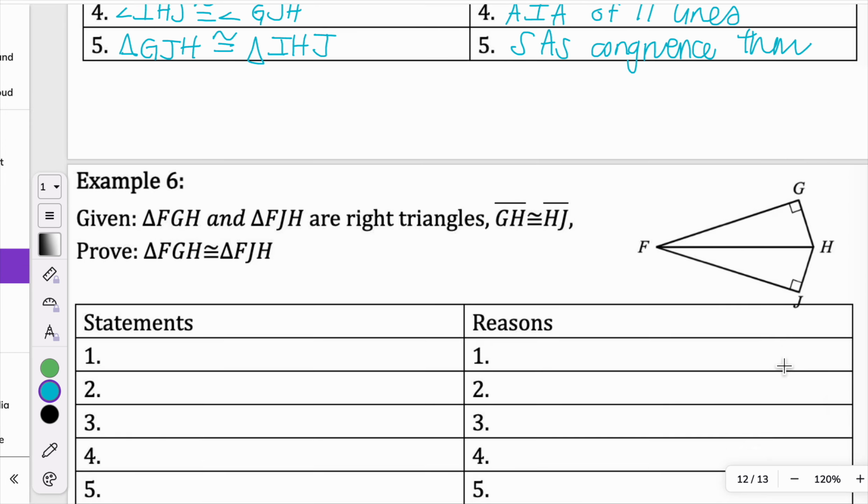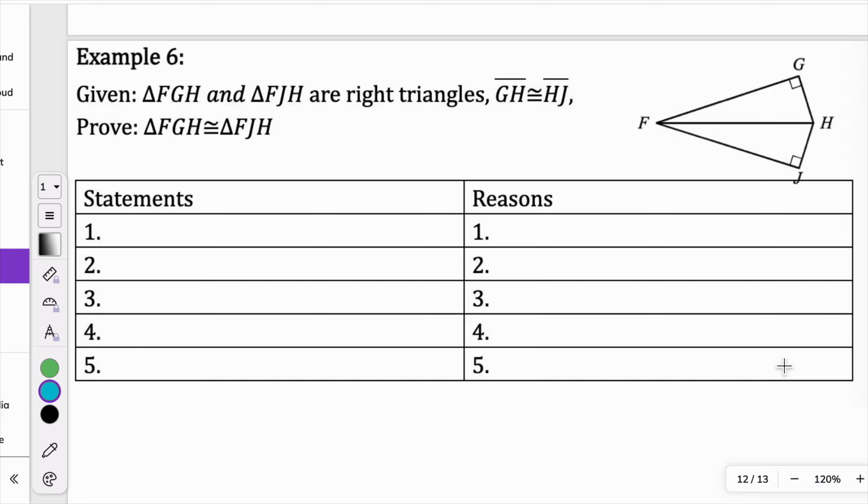Okay, last one. Here we have two right triangles. Can we prove that these triangles are congruent based off of the reasonings? And here we go. So FGH and FJH are right triangles, so let's go ahead and write our givens. Triangle FGH and triangle FJH are right triangles, given. And it says GH is congruent to HJ. So GH is congruent to HJ.